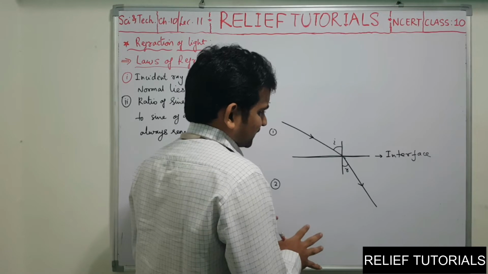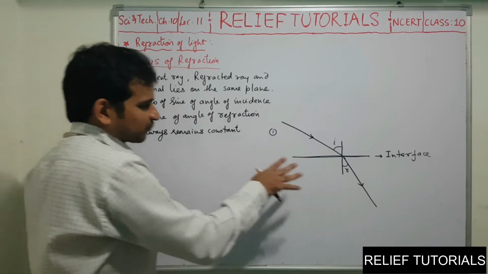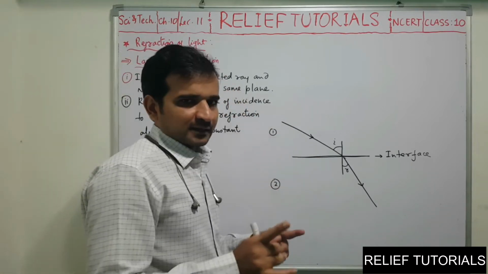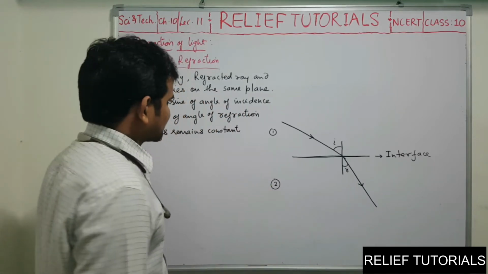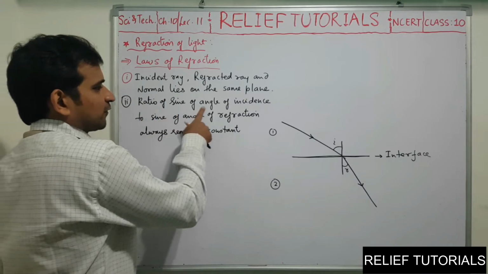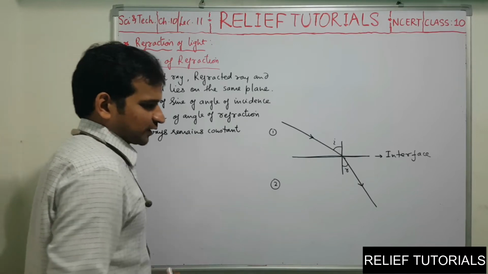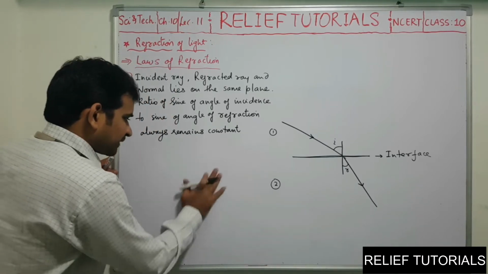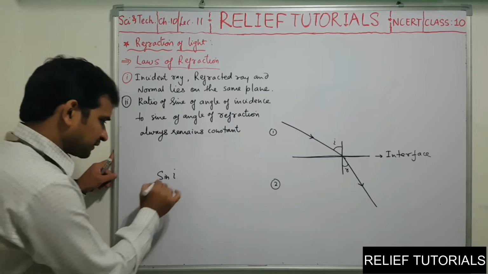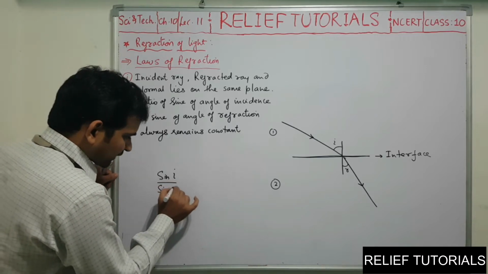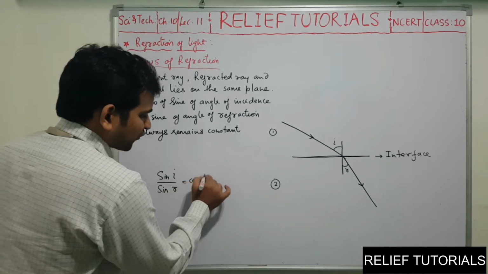We have already seen the first law of refraction: the incident ray, refracted ray and normal lie on the same plane. This law is the same as the first law of reflection also. The second law is quite important. We were discussing this in the last lecture. The ratio of sine of angle of incidence to sine of angle of refraction always remains constant. Mathematically, sine i, sine of angle of incidence, to sine r, sine of angle of refraction, always remains constant.